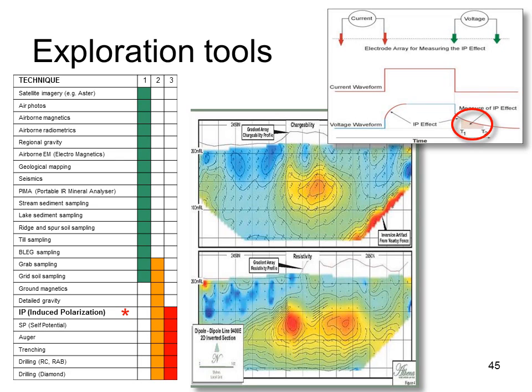It's used on epithermals, Archean shear-hosted gold, porphyries, and Carlin deposits. It's not of use with massive sulfides, for example, in the VMS or SEDEX or nickel sulfides. It can reliably only penetrate to a depth of about 250 meters, although some of the newer equipment is claimed to be able to see down to 500 meters or deeper.